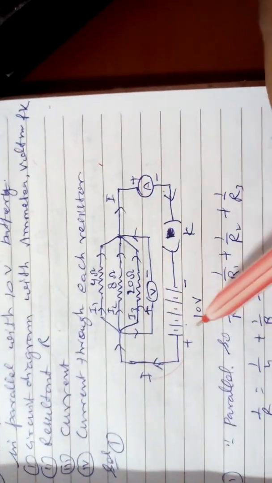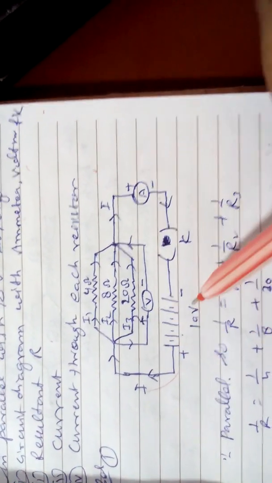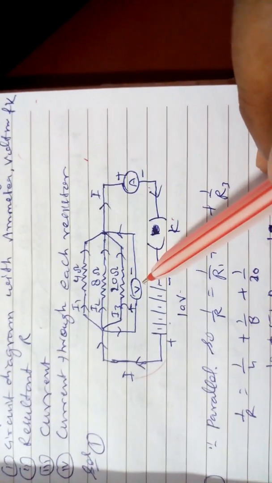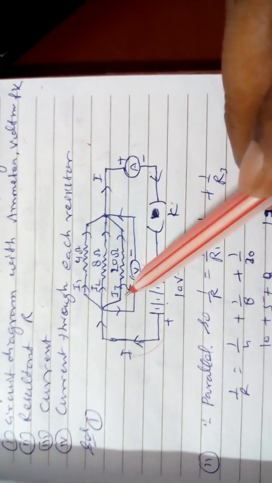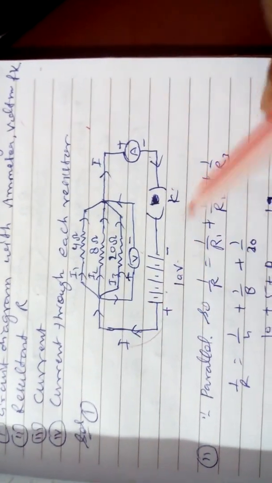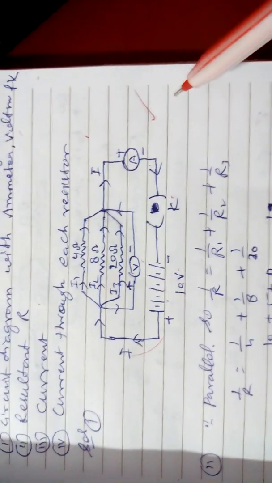So here 10 volt, first of all battery, then key, ammeter will be here, and voltmeter you can draw together, same volt, no potential difference change here, only current will be changed. So like this you will draw a figure. It is your circuit diagram.